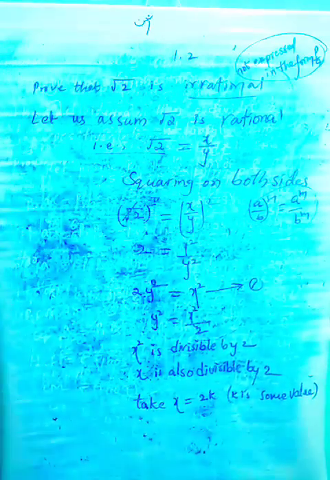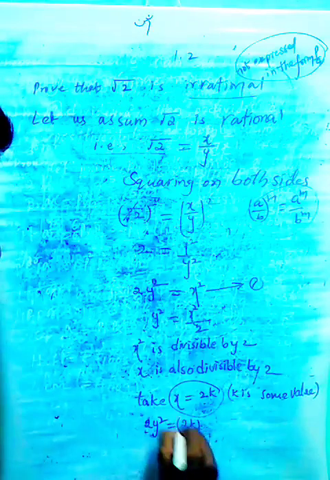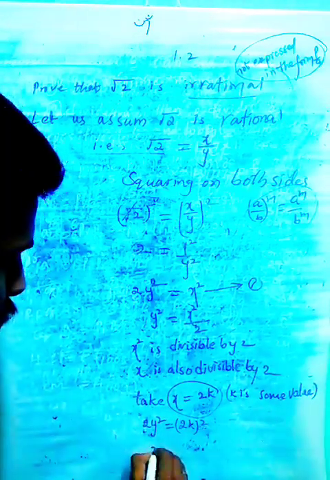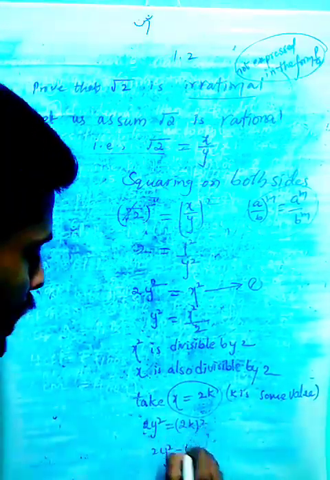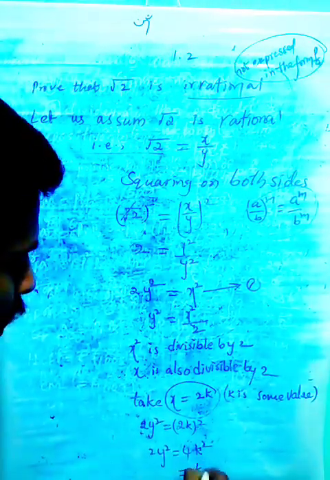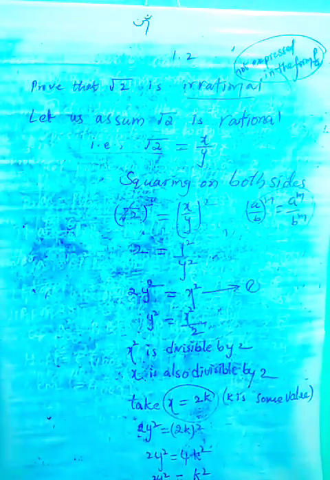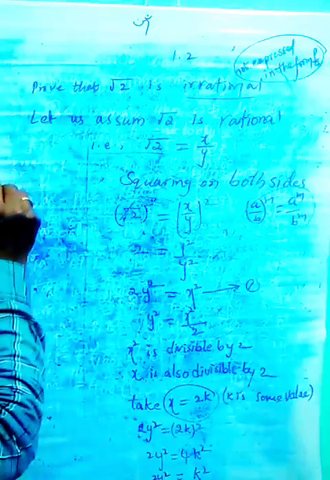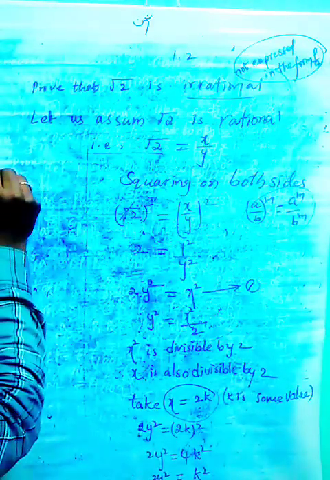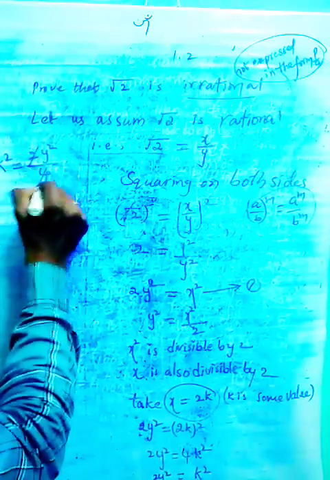Substituting this value in equation 1. What is equation 1? 2y square is equal to x square. In the x place, I am replacing the value 2k whole square. Here 2y square is equal to 2 square, which means 4k square. So k square is equal to 2y square by 4. Now interchanging those values, k square is equal to 2y square by 4.